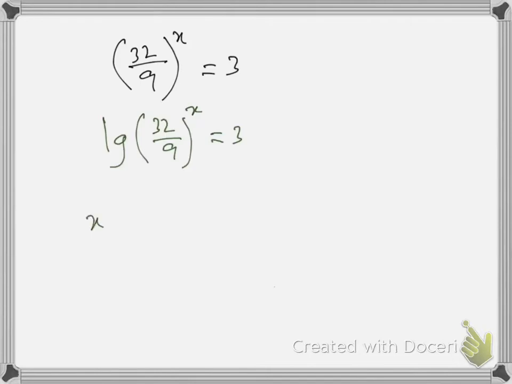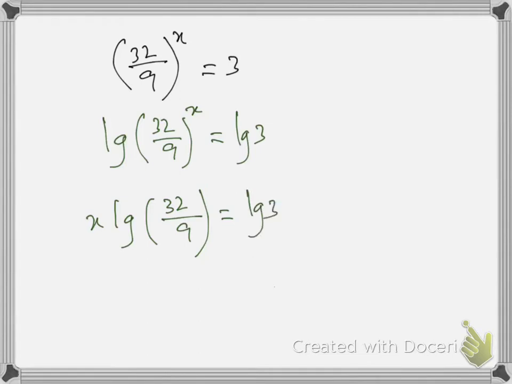According to the rule of logarithm, x will become the coefficient. We have to write logarithm here as well. Now we have x equals log 3 upon log 32 upon 9. You can use your calculator to write the answer up to 3 significant figures here.